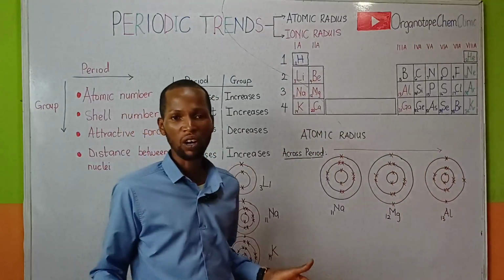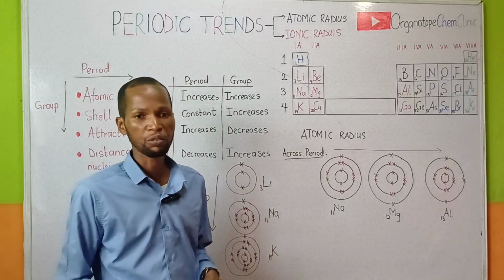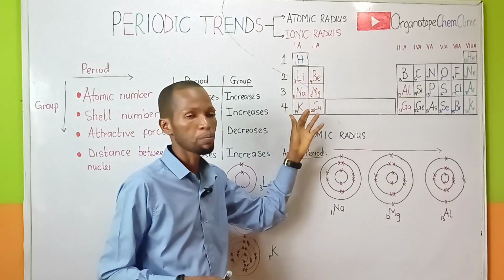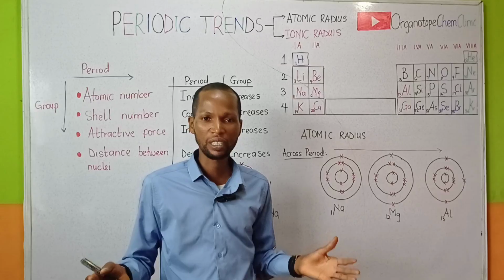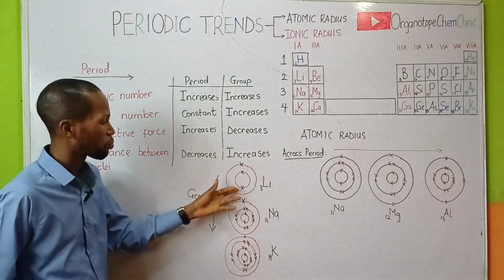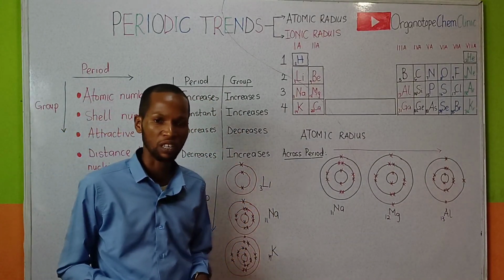Make sense? Can we consider the trend down the group? Using the first group in the periodic table, what happens down the group? More shells are being added to the pre-existing electron shells.